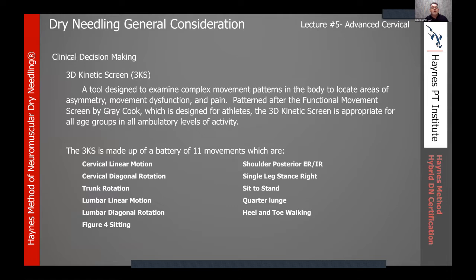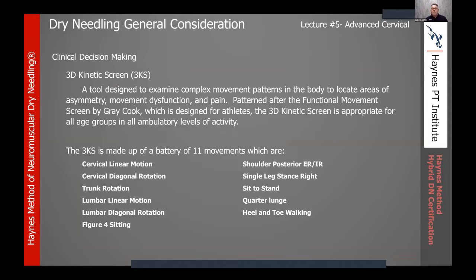So let's move into what I'm going to call clinical decision-making, our 3D kinetic screen. The 3D kinetic screen, or the 3KS, is a tool that's designed to examine complex movement patterns in the body to locate areas of asymmetry, movement dysfunction, and pain. It is patterned after the functional movement screen, which was created by Gray Cook, which is designed for athletes. The 3KS is actually appropriate for all age groups and all ambulatory levels of activity.